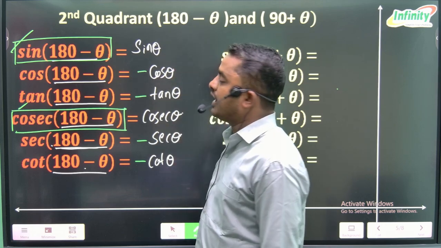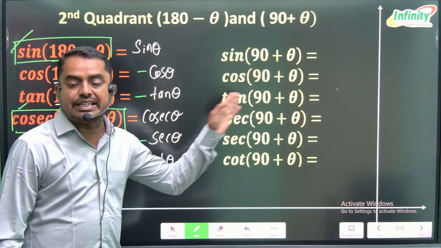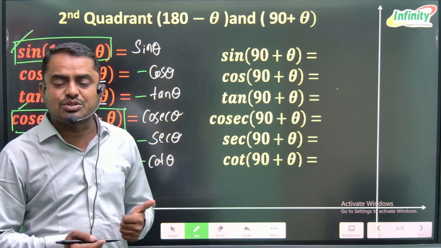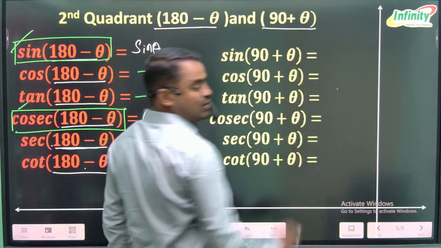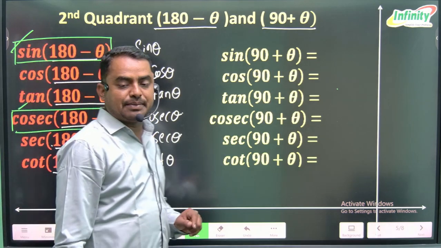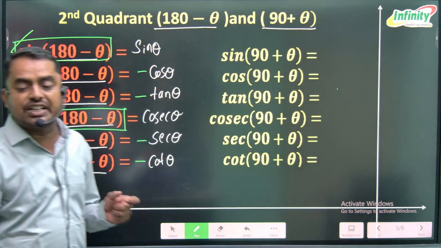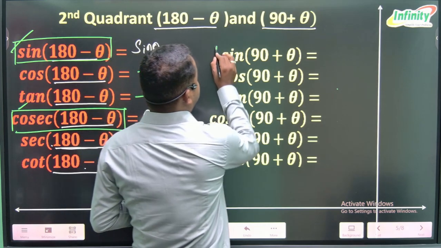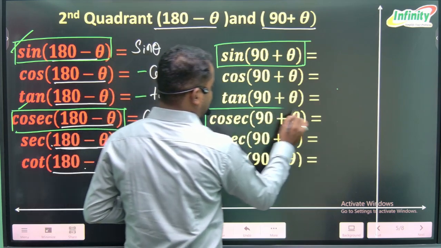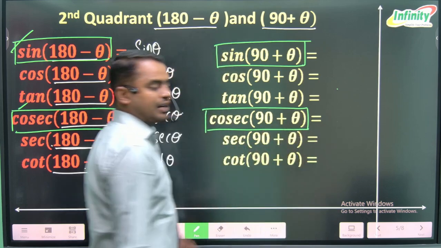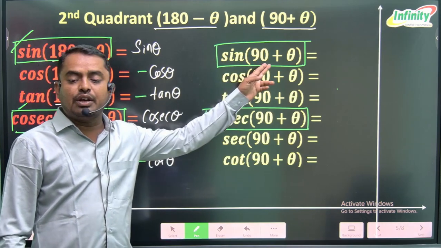In this way we are writing the formulas for 180 minus theta. Now moving to 90 plus theta. 90 plus theta also lies in the second quadrant, just like 180 minus theta. Again here, which functions are positive? Sin theta is positive, and cosec theta is positive in the second quadrant. In the second quadrant only two functions are positive.